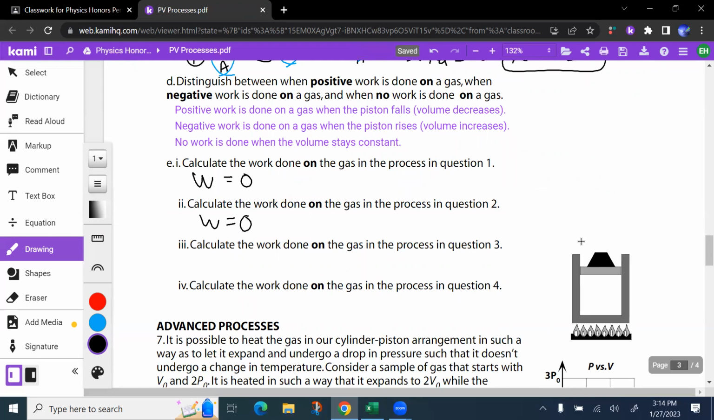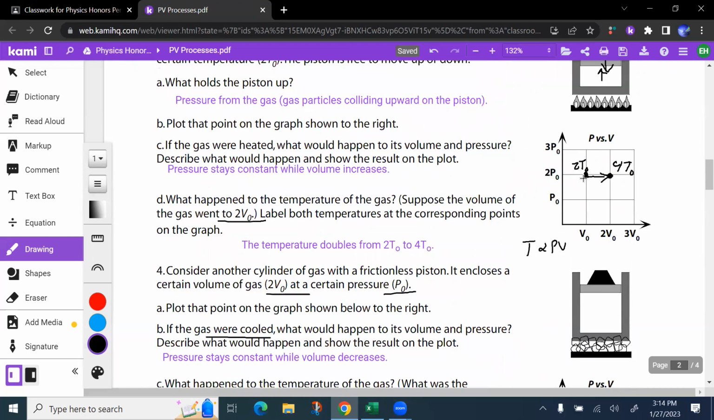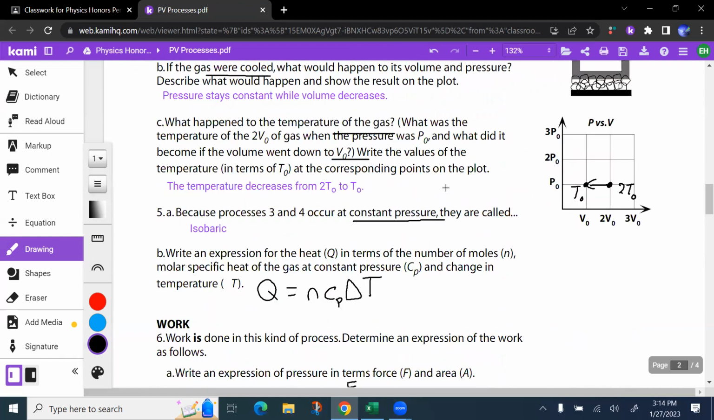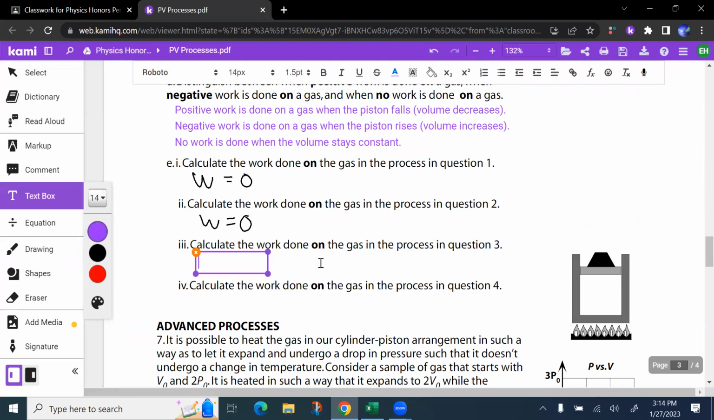Okay, questions 3 and 4 both had a change in volume. So in 3, we had an expanding gas. Work done on an expanding gas is negative. Think about that: expanding gas, bigger volume, molecules slow down, right? Energy decreases. That's negative work. So work on an expanding gas is negative, and we're going to find the value of that work in just a minute. So I'm just writing it down conceptually.